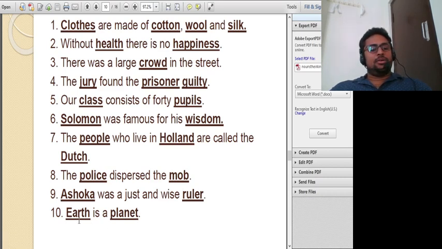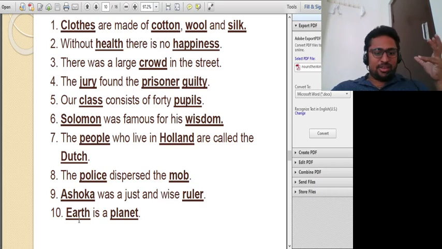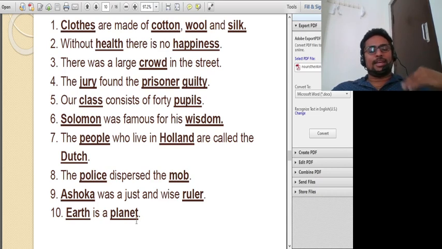Earth is a planet. Earth, proper noun. We have several planets, so Earth is a particular planet. So it is a proper noun. And planet is a common noun. So now you come to know the differentiation between the proper noun, common noun, collective noun, abstract noun and material nouns.